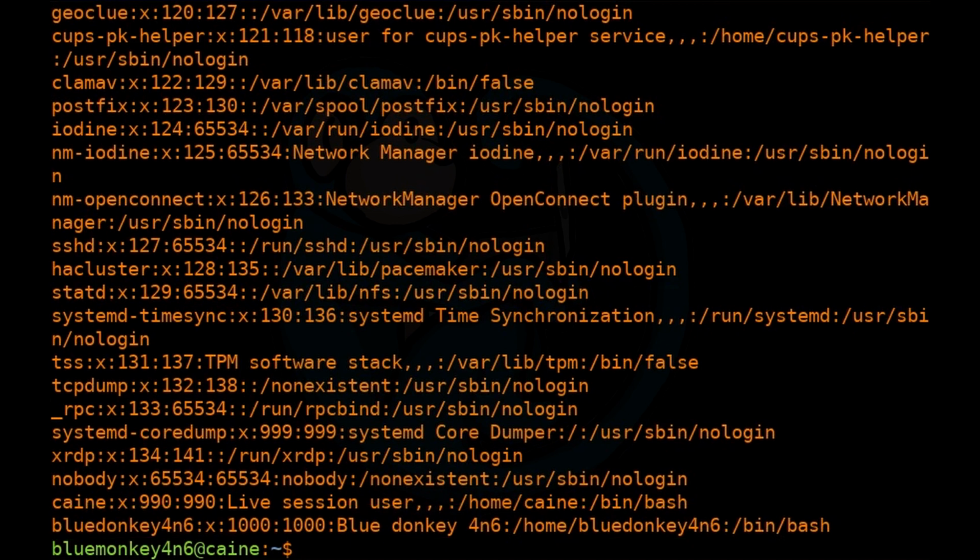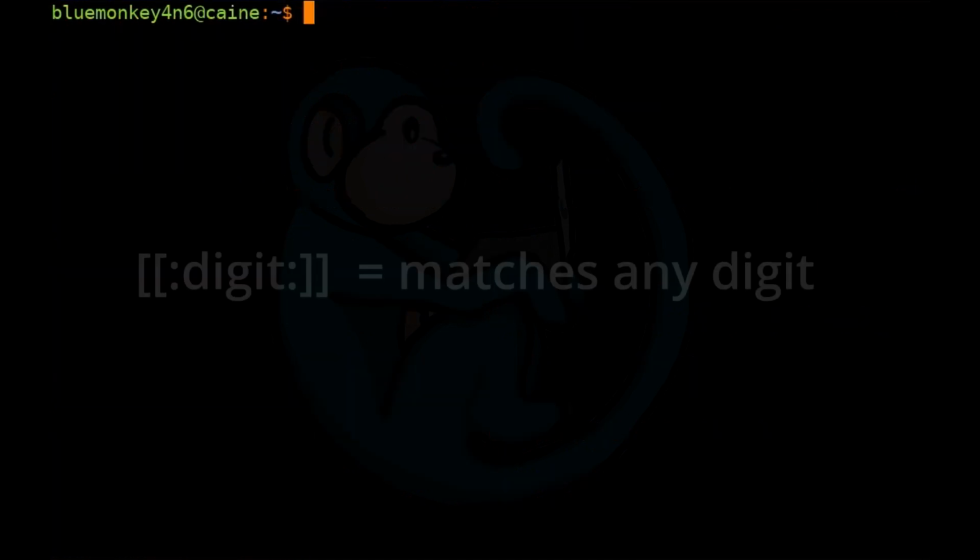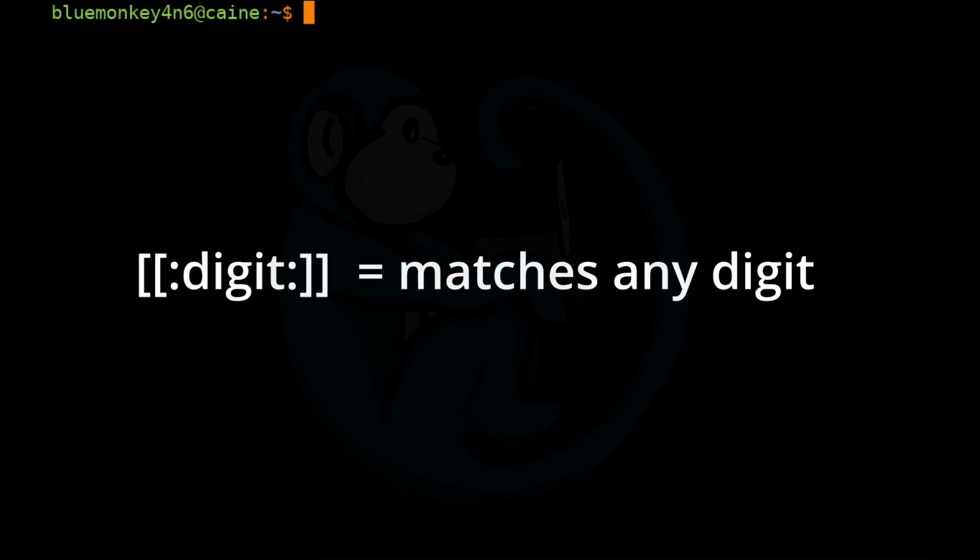Let's take another look at using regular expressions by looking for lines with a single-digit user ID or group ID within the password file. The delimiters are colons in the password file, so we're going to look for any single digit as specified by the character class, bracket, colon, digit, colon, end bracket, surrounded by colons.